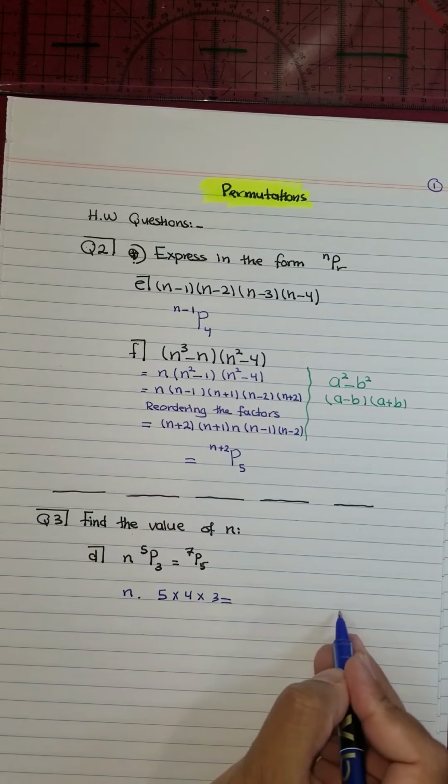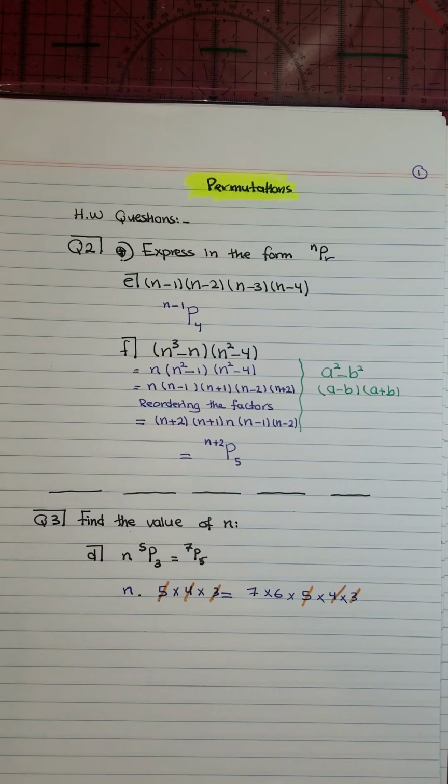The second step now is to cancel whatever is similar from both sides. So I think you can see that we can cancel the 5 with the 5, the 4 with the 4, and the 3 with the 3. So I think we're left with the answer. So here n, that's the only thing we have now, n equals 7 times 6, which is equal to 42. So this is the value of n. Good.